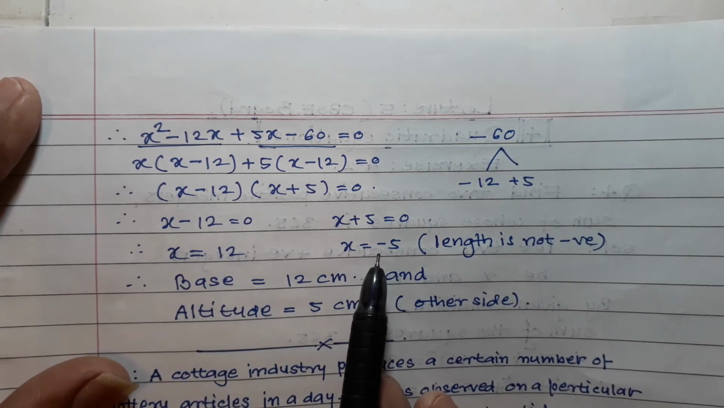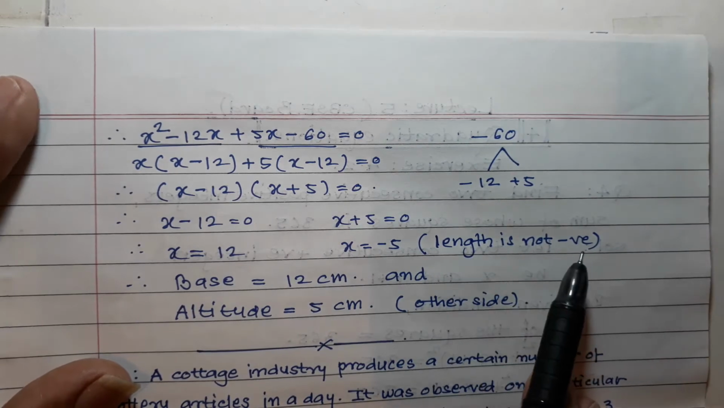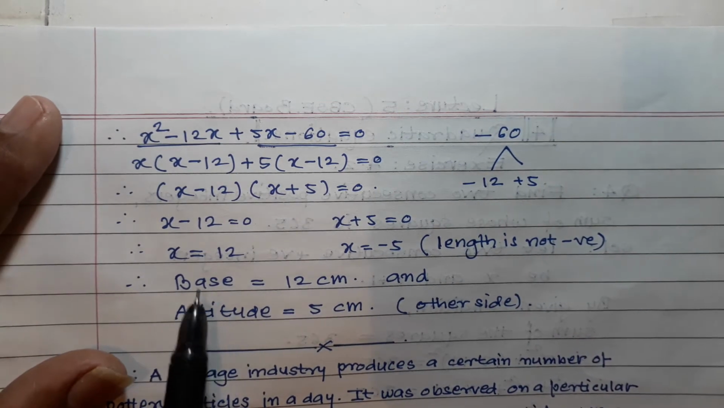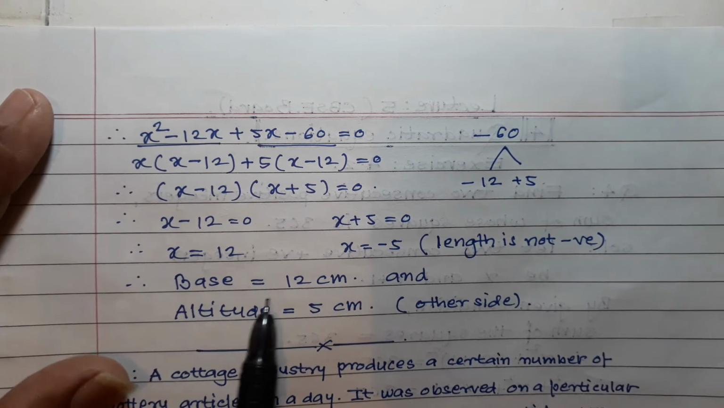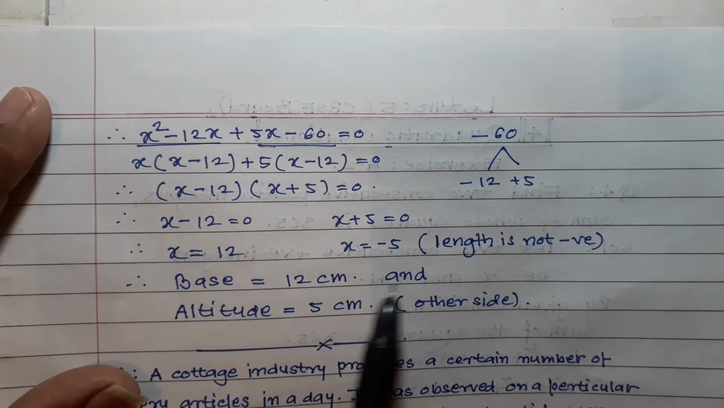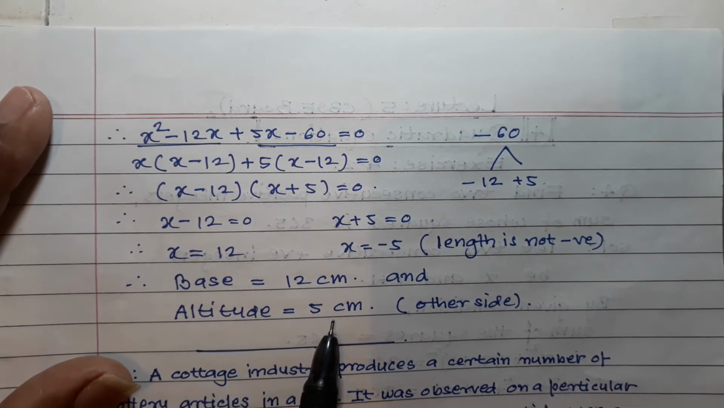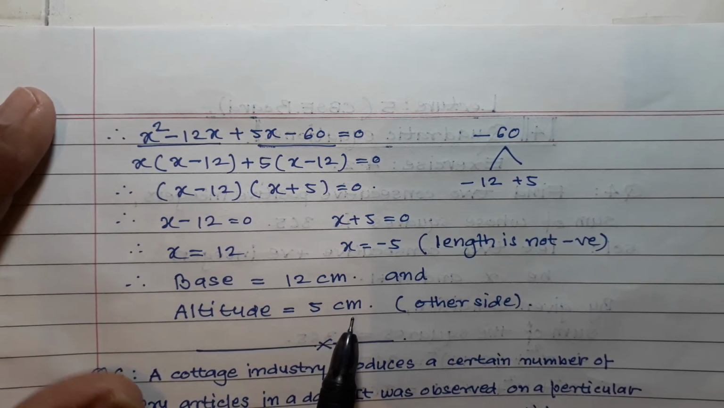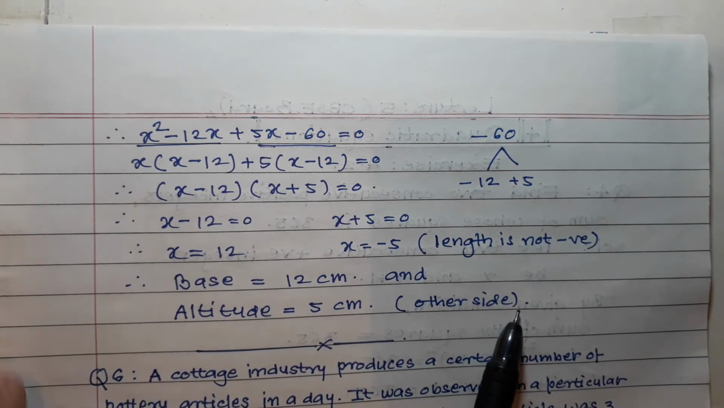Now this x is a length, it is not negative, and therefore base, that is x, is equal to 12 centimeter and altitude is equal to 5 centimeter, that is the other side. Okay.